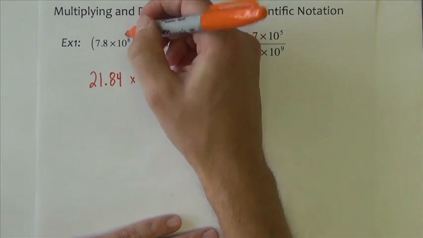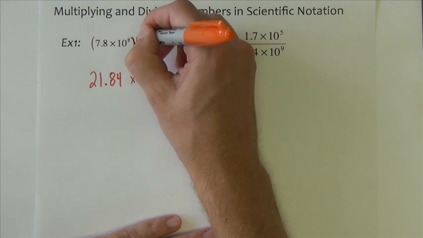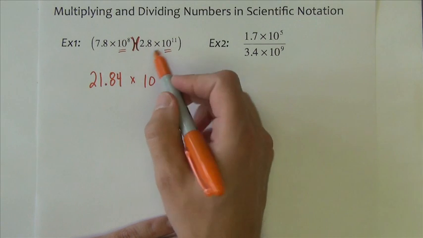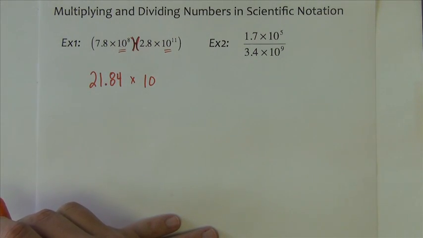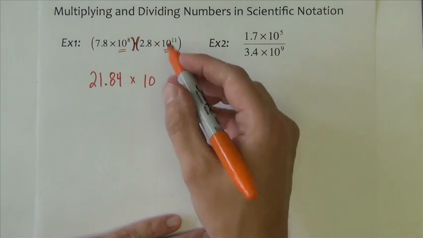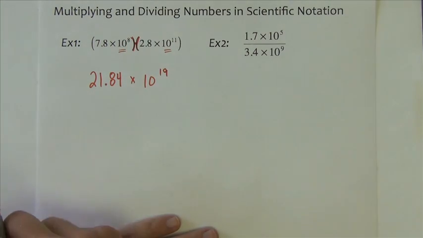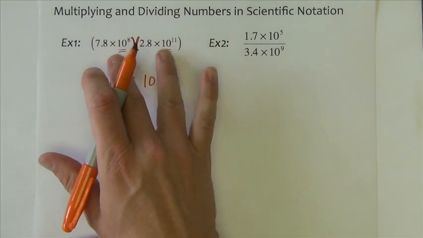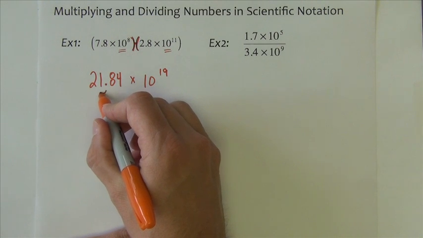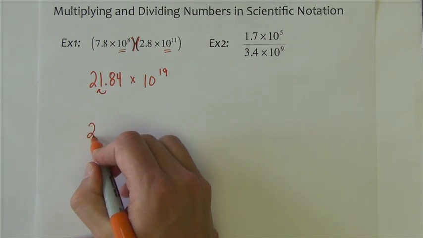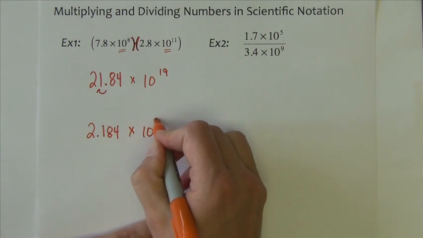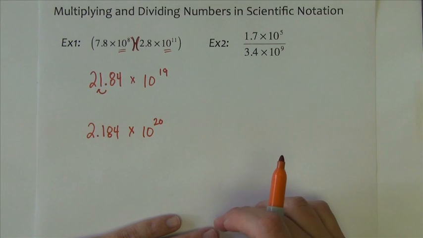times 10 to the, now since this is a product right here where these two parentheses touch, the 10s, since they are the same base, the rule says when you're multiplying that we add their exponents. So 8 plus 11 is 19. So there we've multiplied those two numbers together. Now this is not in scientific notation, so I move this decimal point one more place. So I'd write 2.184 times 10 to the 20th.